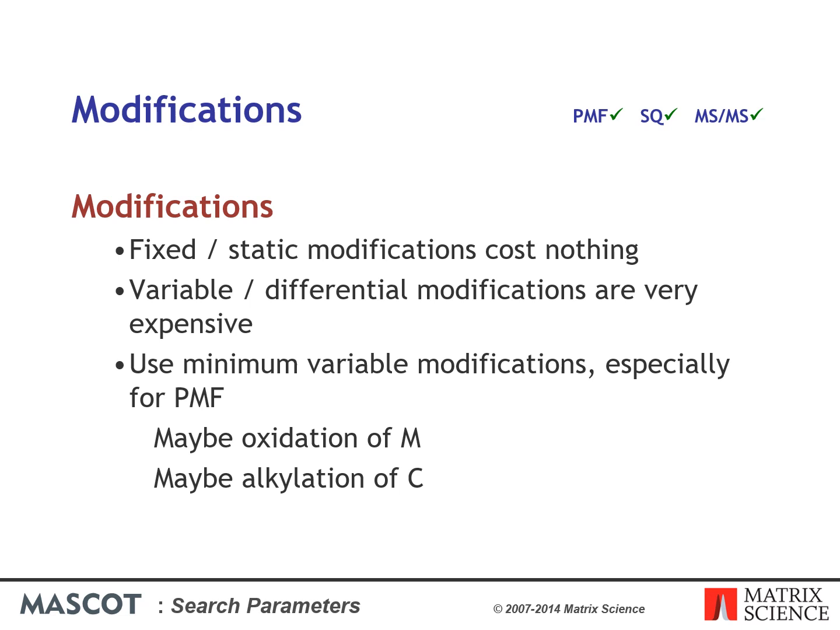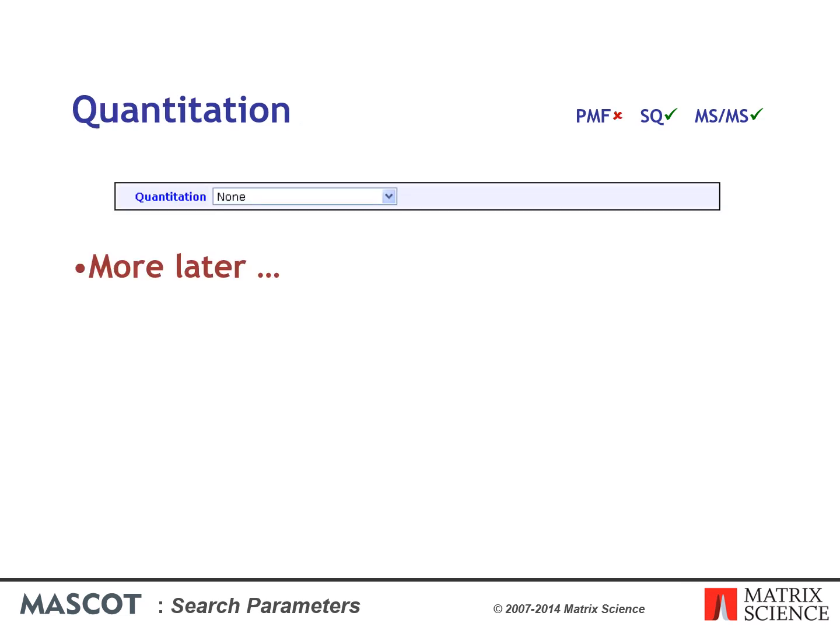As more and more modifications are considered, the number of combinations and permutations increases geometrically, a so-called combinatorial explosion. Hence, it is very important to be as sparing as possible with variable modifications, especially in peptide mass fingerprint, where the increase in the number of calculated peptides quickly makes it impossible to find a statistically significant match. Quantitation is the subject of a separate presentation.